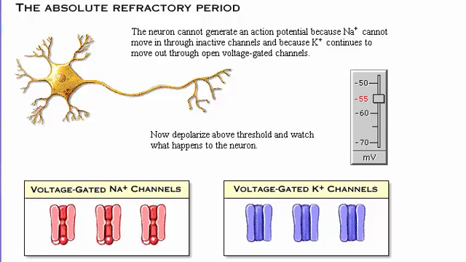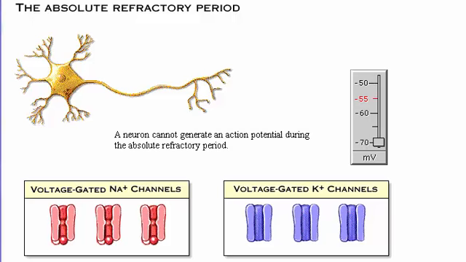Now depolarize above threshold and watch what happens to the neuron. A neuron cannot generate an action potential during the absolute refractory period.